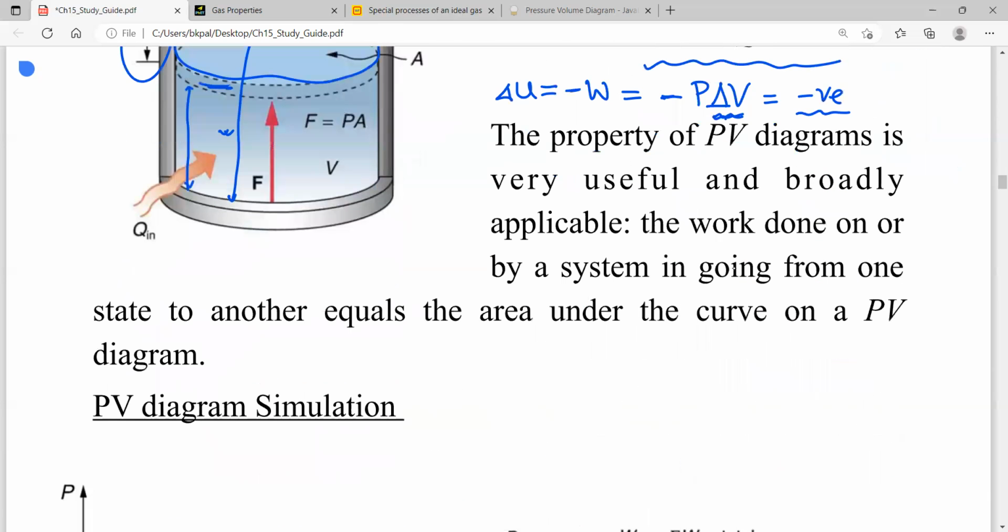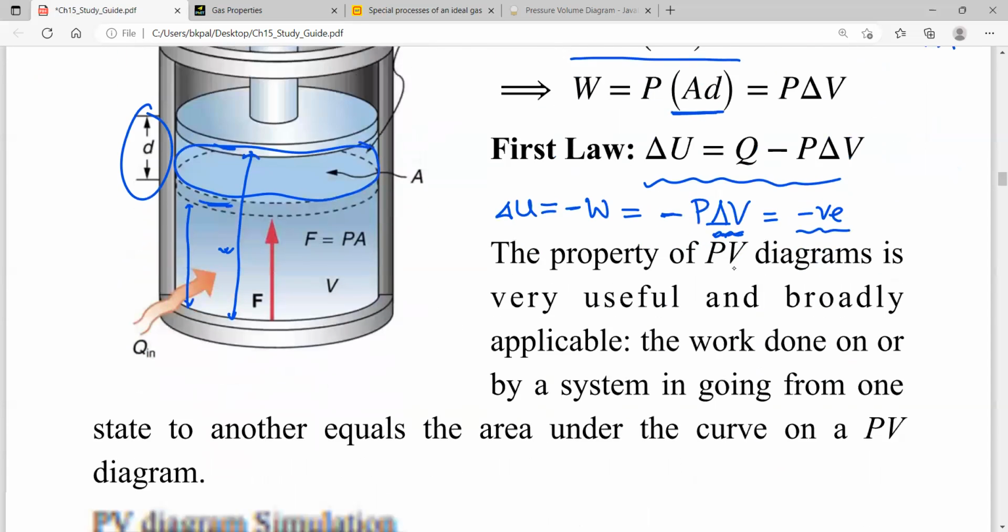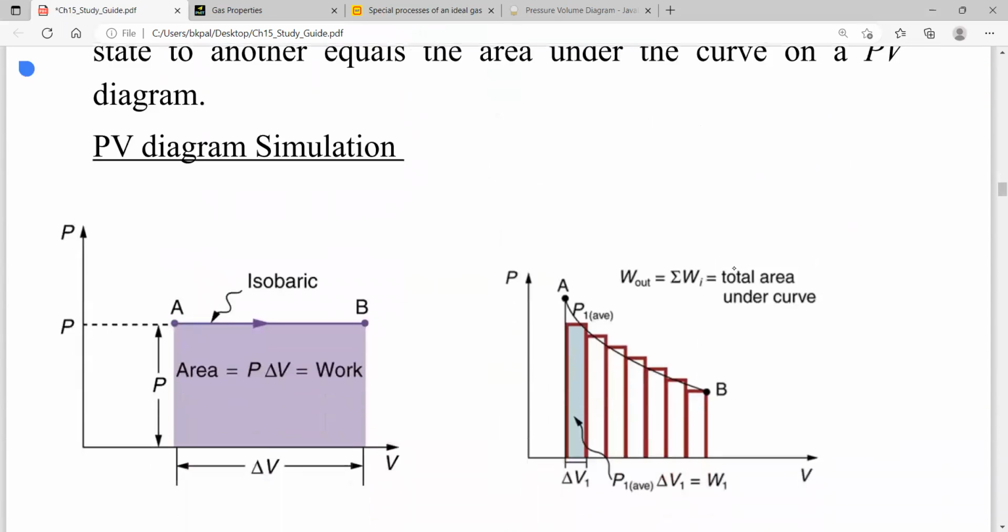All right. Now, sometimes you will be given the PV diagram. And the interesting thing is, if you can determine the area under the graph, the area under the PV diagram, you can determine the work done. For example, for an isobaric process, the PV diagram is this one.